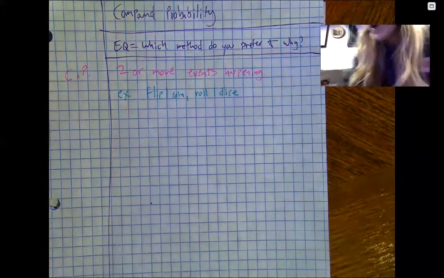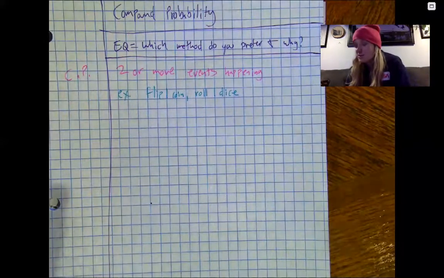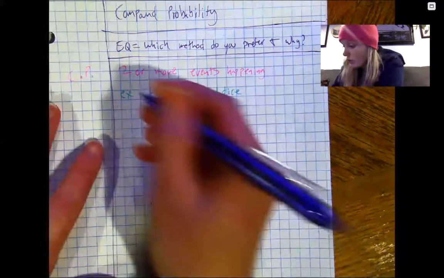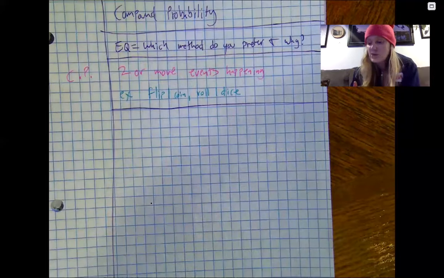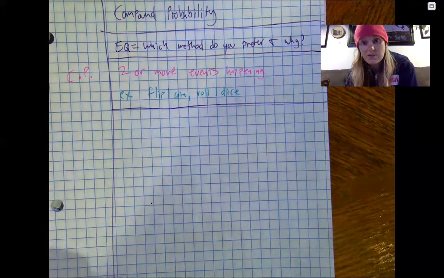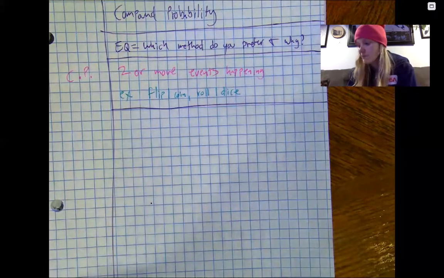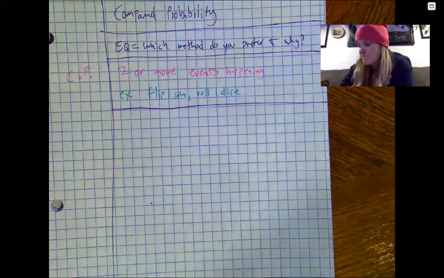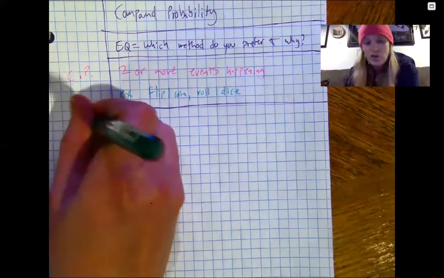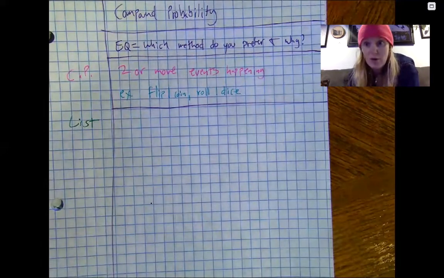So let's go ahead and do this first practice problem: flip a coin, roll a dice. So if you were to come up with all the combinations that are possible when flipping a coin and rolling a dice, think of how you'd go about doing that. Well, one way that works is called a list. You could simply just list them all, okay?